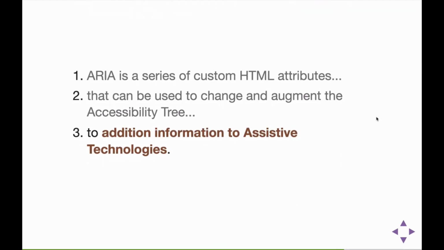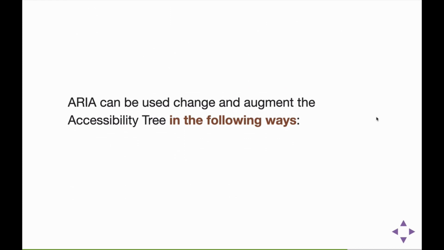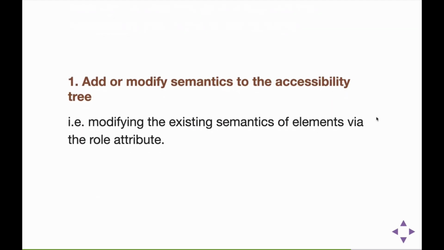And part number 3, how do they augment the accessibility tree? Well, they can be used to add additional information that's useful for assistive technologies. Now you're probably asking, how? Well, ARIA can be used to change and augment the accessibility tree in the following ways. The first one is it can be used to add or modify the semantics in the accessibility tree.